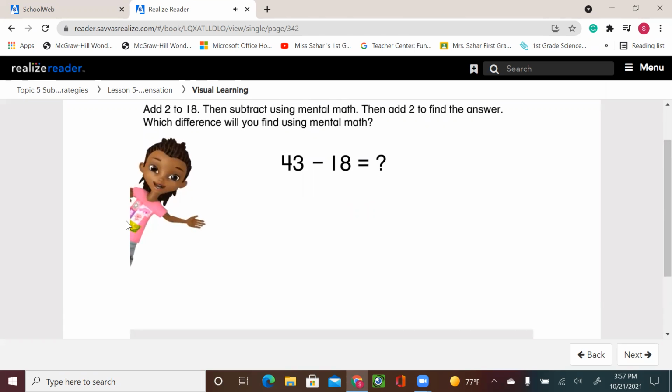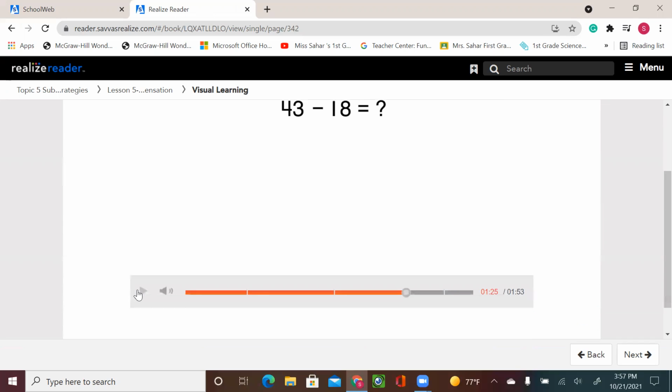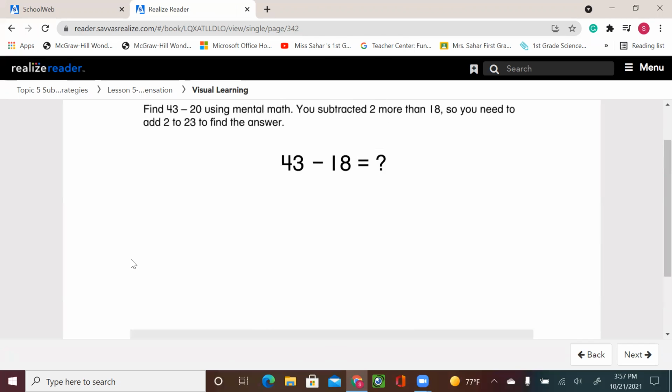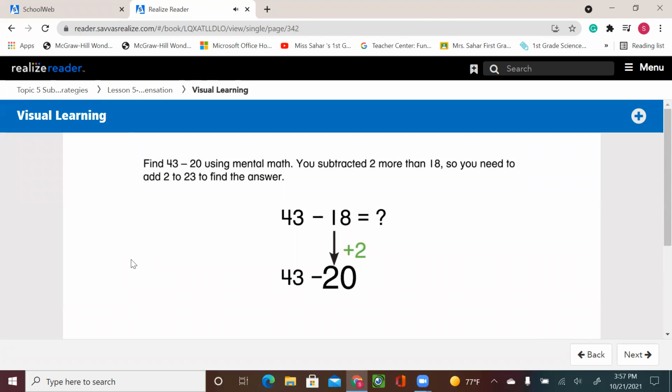Here's another way to use compensation. Add 2 to 18, then subtract using mental math. Then add 2 to find the answer. Which difference will you find using mental math? Find 43 minus 20 using mental math. You subtracted 2 more than 18, so you need to add 2 to 23 to find the answer.